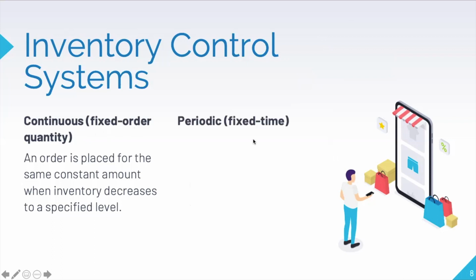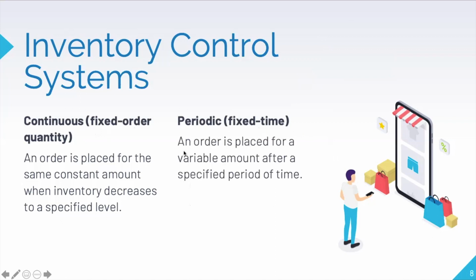The second type is the periodic or fixed time system. Here, the time is fixed. In this control system, an order is placed for a variable amount after a specified period of time. So at a specified period of time, you will order, but it is not a constant amount. At one point you might order quite a lot, or at another point you might order only a little.